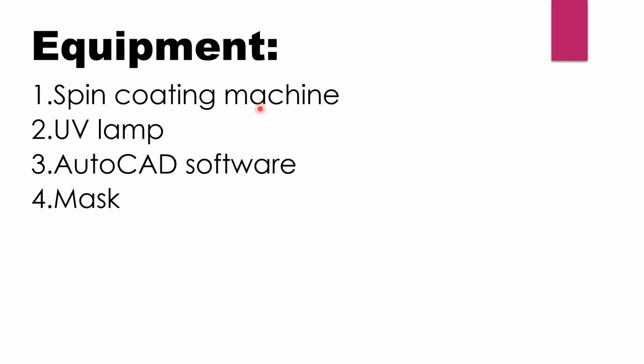So coming to the second equipment, UV stands for ultraviolet lamp. Obviously, the name suggests that it is a source of ultraviolet radiation. Now, what is the purpose of ultraviolet radiation in photolithography? I have clearly explained in the previous video. Please do watch that video, students.